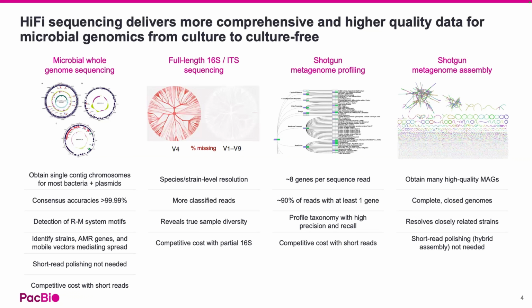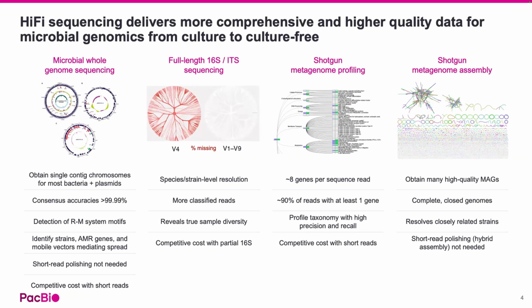And so this is where you can obtain single contiguous chromosomes, so complete genomes, plus you get the complete plasmids as well, which we know plasmids are really important for inferring things like resistance. And you get consensus accuracies that are greater than Q40 and oftentimes greater than Q50. And you're able to also detect restriction modification motifs. So you can get the epigenetic and methylation information.